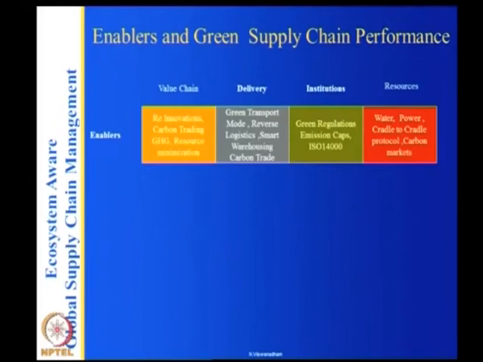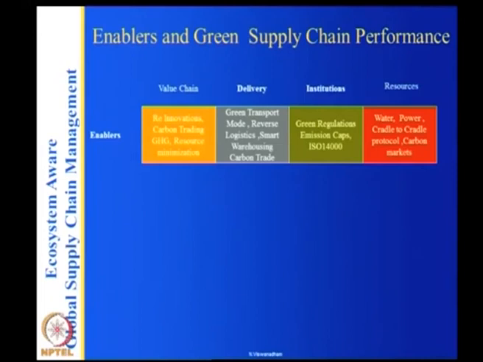Similarly, in terms of the delivery mechanisms, if you have green transportation modes, reverse logistics, smart warehousing, if you have carbon trade, then in the delivery you are basically talking of green supply chains. You also have the software to measure the greenhouse gases and so on. Institutions should follow green regulations, emission caps, ISO 14000 regulations and all that. And in terms of resources, you have water, power, cradle to cradle protocol, carbon markets and all that; they all become the resources.